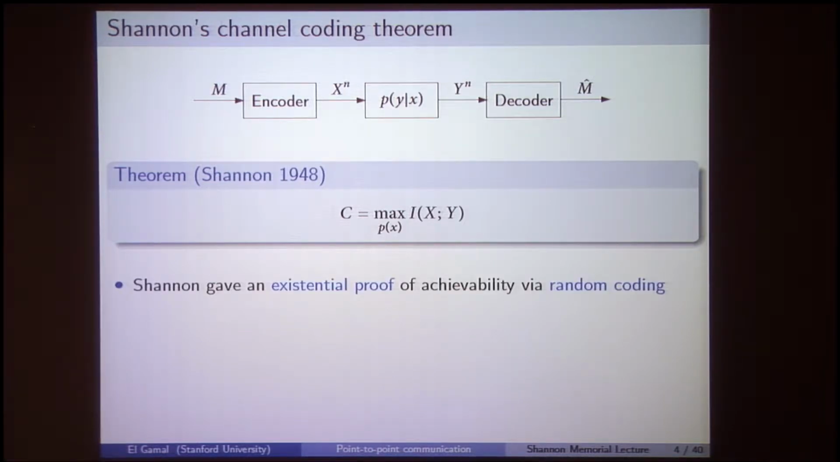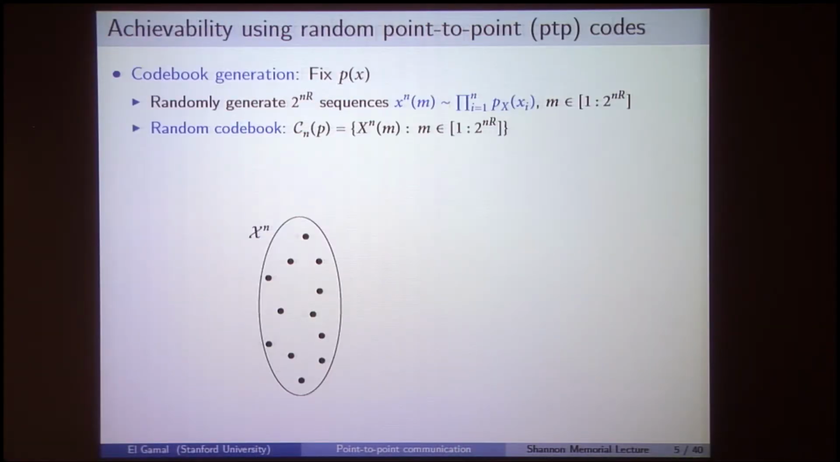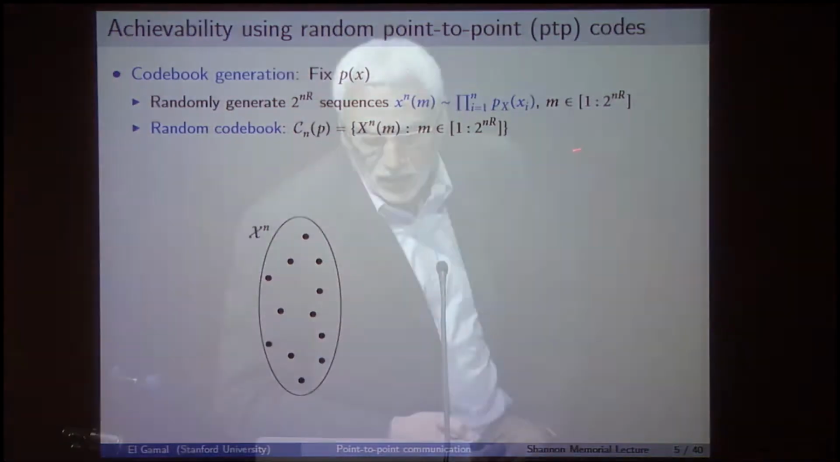And Shannon realized that trying to actually construct codes that achieve the capacity can be extremely hard and maybe not even doable. And so he gave an existential proof of achievability via random coding. So you fix a probability mass function on X, p of x, and then you randomly generate 2 to the nR sequences independent of each other, each according to the product using p of x. And that would be the code book that would be shared between the sender and the receiver.